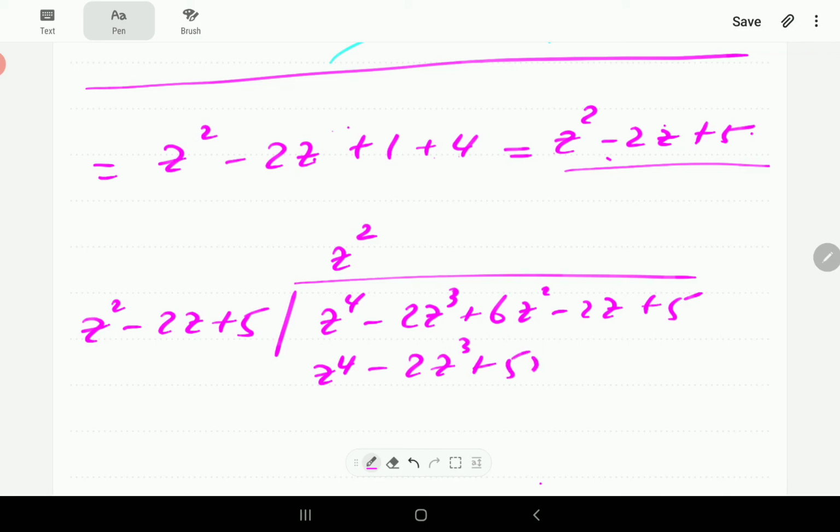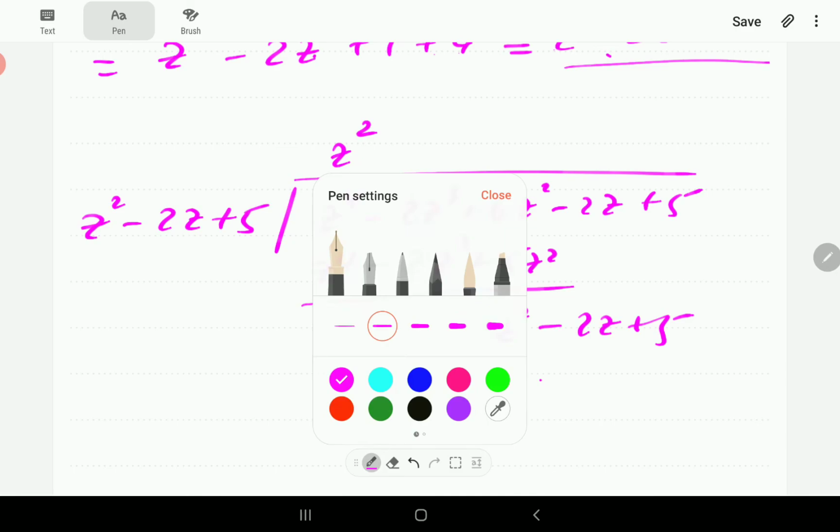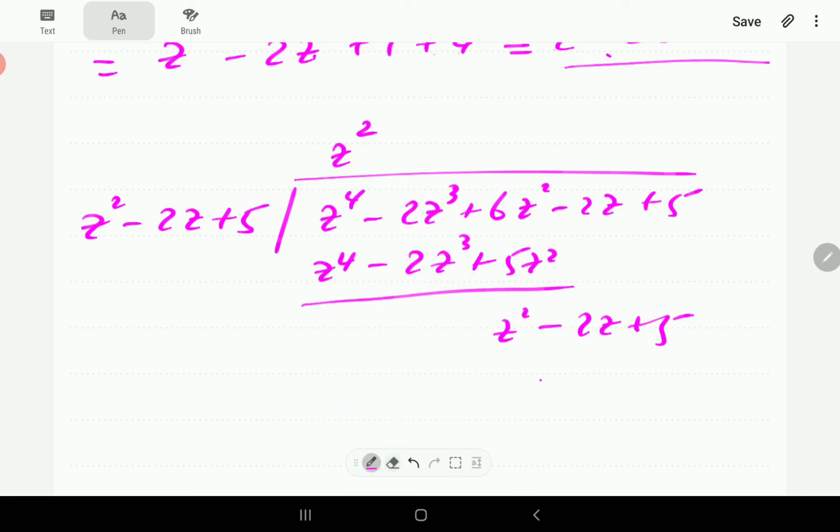plus 5z squared. If we subtract here, this is just going to give us z squared. Bring down minus 2z plus 5. So then z squared goes into z squared once, so plus 1 here, and then multiply 1 into the divisor. It's going to be z squared minus 2z plus 5.